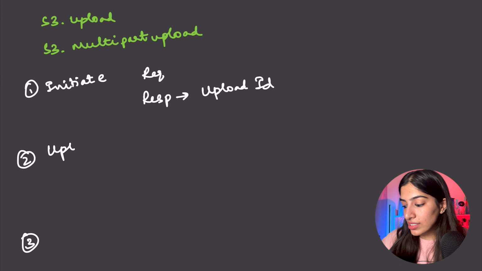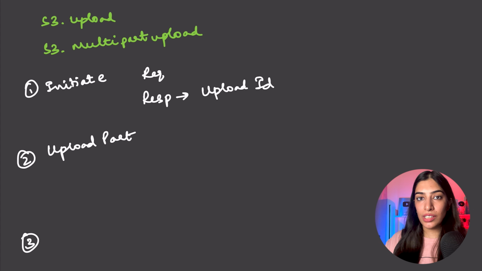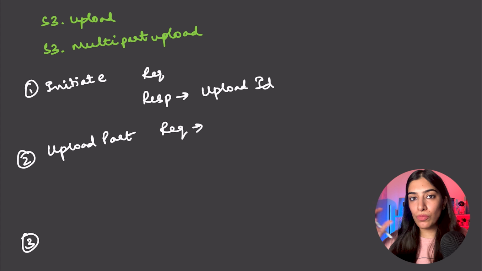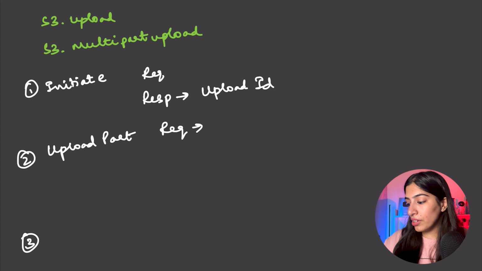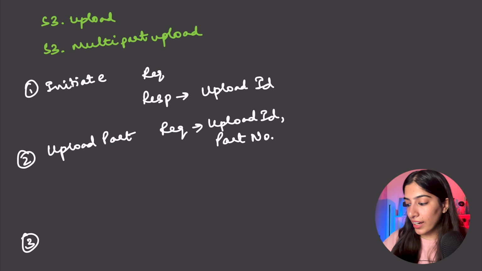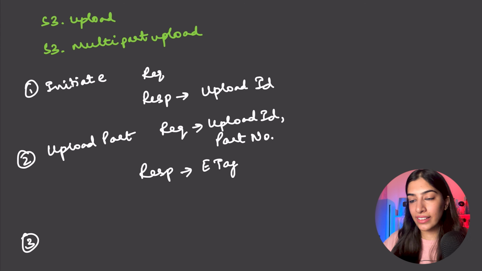The next request is upload part. Here we'll be sending a lot of parts. Suppose there are 100 parts or 200 parts, how many ever, 1000 parts, you're going to upload that. And in the request, along with your part details, like the part number, you will be giving your upload ID, that this is my part number and this is my upload ID. And in the response, corresponding to every part number, you're going to get something called an e-tag, which is entity tag.